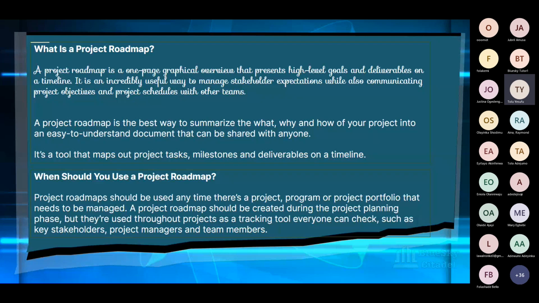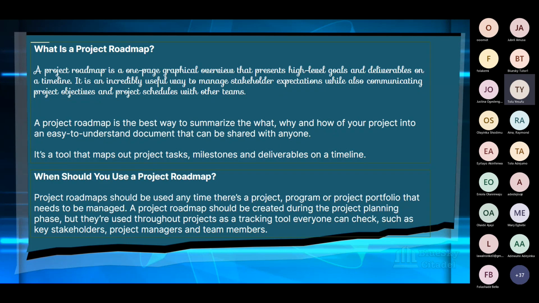Now, what is a roadmap? A project roadmap, a product roadmap, is a one-page graphical overview that presents high-level goals and deliverables on a timeline. And I will explain that in a bit. It is incredibly useful. It's a useful tool that would help to manage stakeholders' expectations.